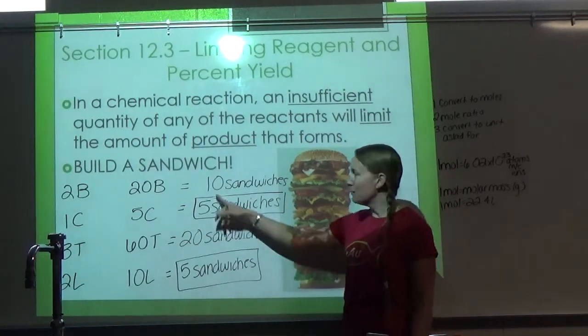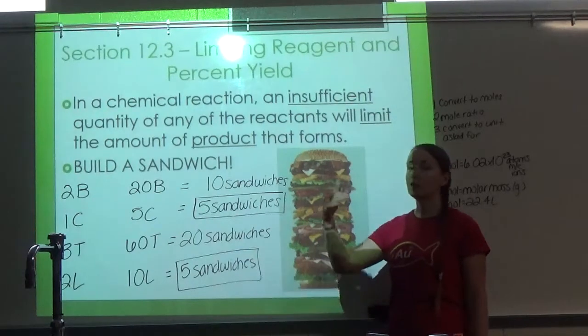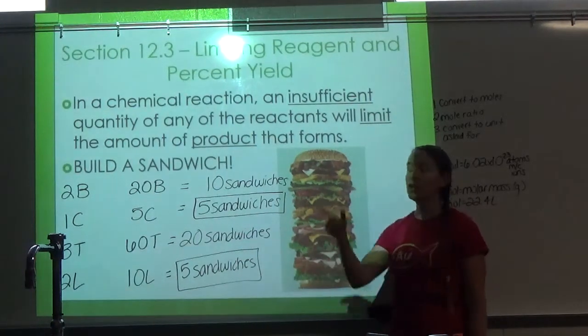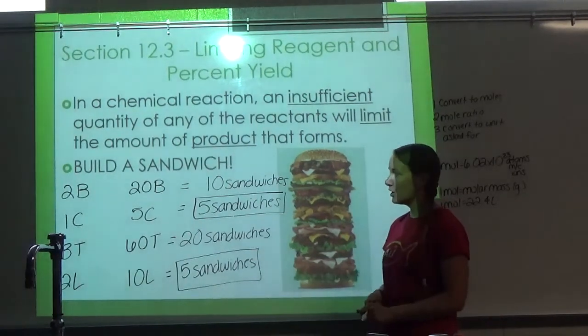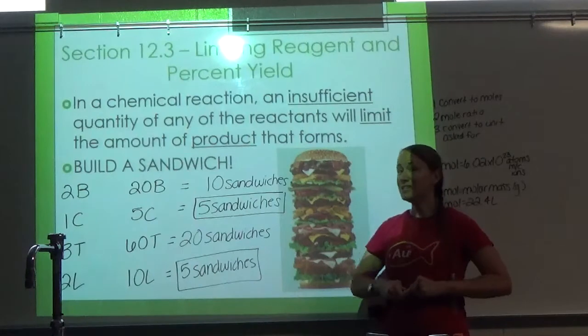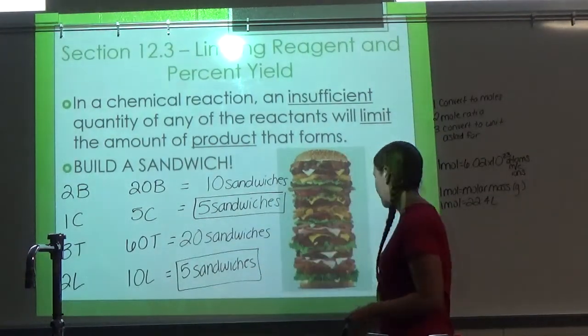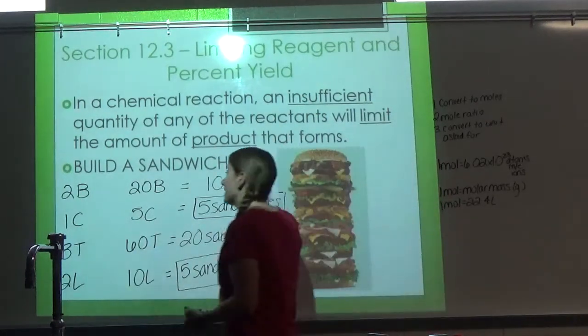So notice, did we pick the highest number of sandwiches possible? No, we picked the lowest, because limiting reagents always make the lowest amount, L and L. Alright, the limiting makes the lowest. Alright, so unfortunately, it's not going to be quite as easy math as this was. I wish it was. But, chemistry is a little bit more difficult than making a sandwich.